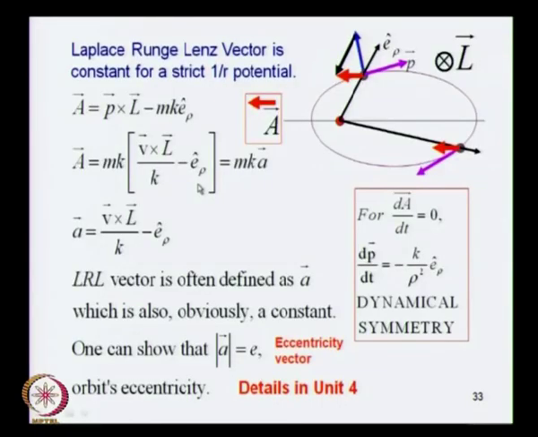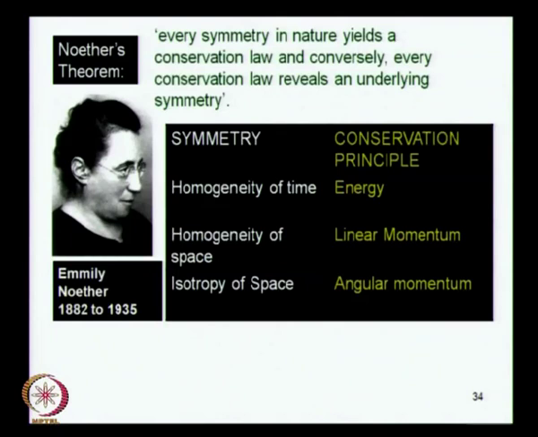And what is conserved is expressed in terms of a vector quantity which is called the Laplace-Runge-Lenz vector. So, this is just a preview of what you are going to meet in unit 4. This is called the eccentricity vector, and this is conserved. The eccentricity or the Laplace-Runge-Lenz vector is connected to the dynamical symmetry of the Kepler problem, and we will study the details in unit 4. So, this will develop a deeper appreciation of the connection between symmetry and conservation principle.